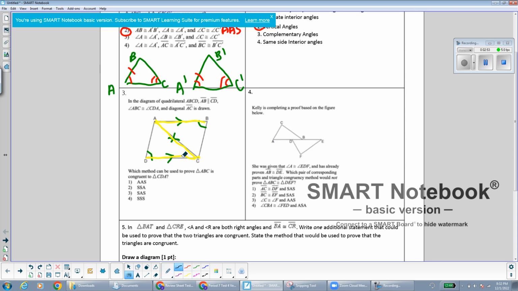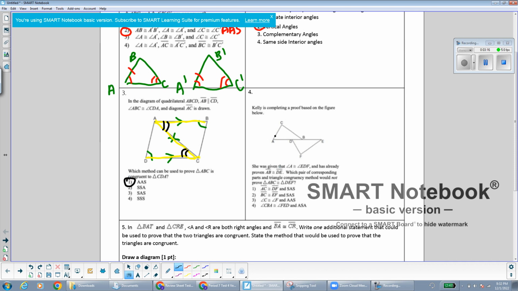Now I can see my letter Z. And in the corners of that letter Z are my congruent alternate interior angles. Notice how they're inside the lines on different sides of the transversal. So what we have here is angle, angle, side. Two congruent angles followed by a congruent side.